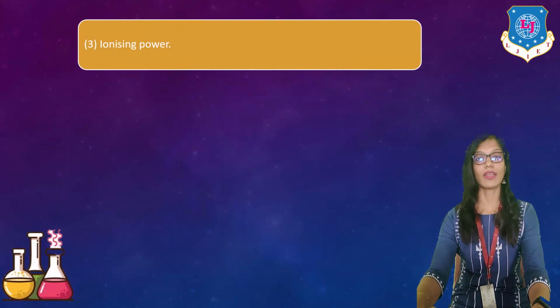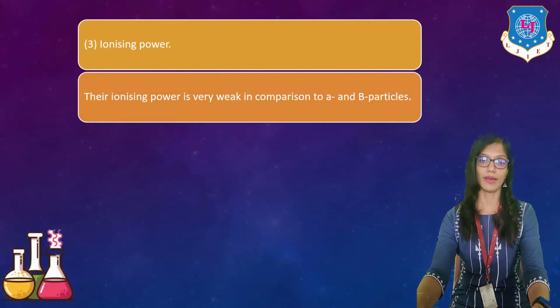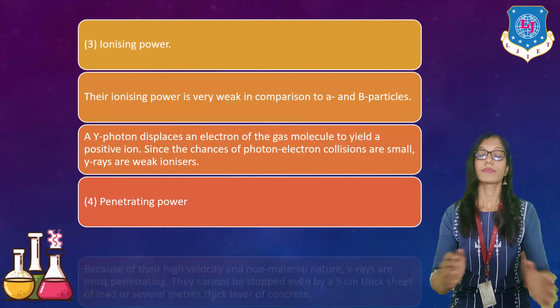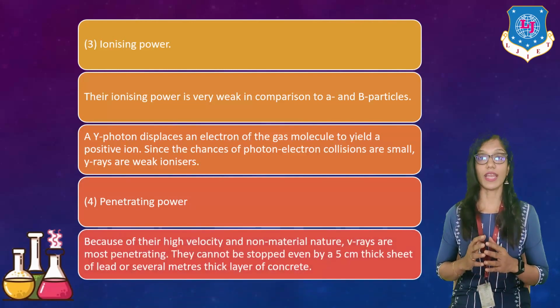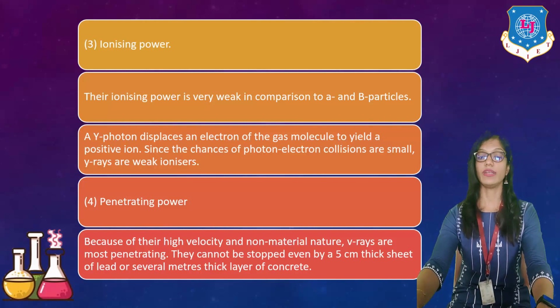Our next property is ionizing power. Their ionizing power is very weak in comparison to alpha and beta particles. A gamma photon, or basically gamma rays, displaces an electron of the gas molecule to yield a positive ion. Since the chances of photon-electron collisions are small, gamma rays are basically weak ionizers. Because of their high velocity and non-material nature, gamma rays are more penetrating, and they cannot be stopped by a 5 centimeter thick sheet of lead and several meters thick of concrete.